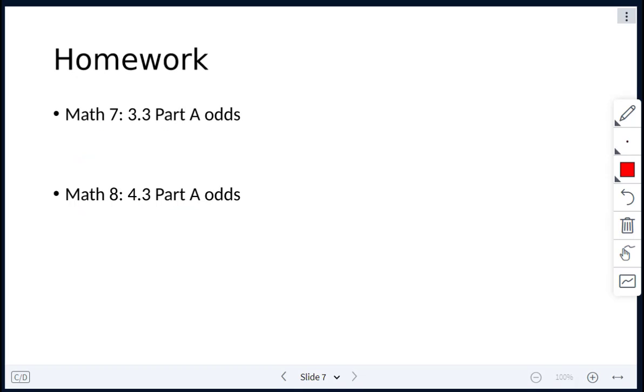So here is the homework. For Math 7, it's 3.3, just Part A, odds. And then Math 8, it's 4.3, just Part A, odds. If you do need more practice, you can continue doing more practice. There's a Part B, or you can do the evens as well.